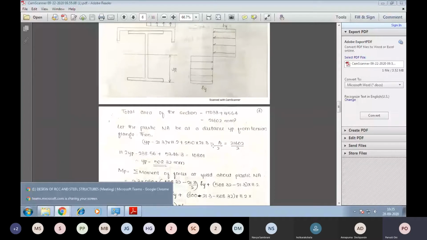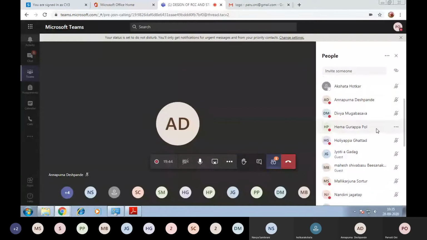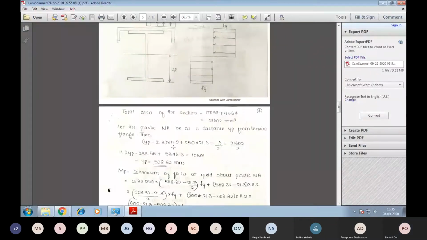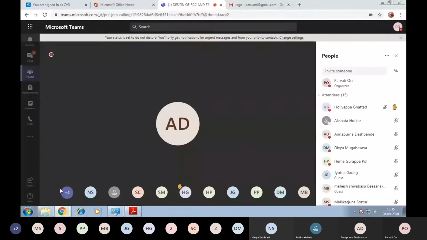Remember, the plastic sectional properties will be different and the elastic section properties will be different. Yes, understood? See here. Is there any doubt? It is simple. If you have understood, raise your hand so that I can move to the next step.